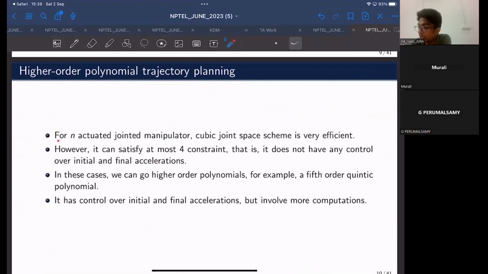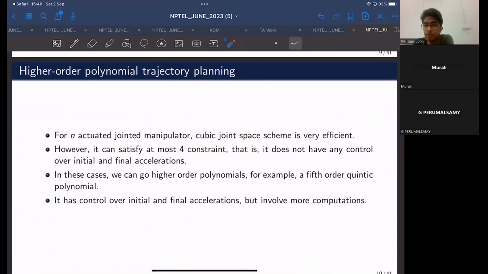So it says for an n-actuated joint manipulator, the cubic joint space scheme is very efficient. So mostly we would limit ourselves to the cubic joint space scheme or cubic trajectory planning. But as we have already seen, it can only satisfy at most 4 constraints. That is, it does not have any control over initial and final accelerations. So the 4 constraints are initial and final positions and initial and final velocities. Accelerations are not coming into the picture.